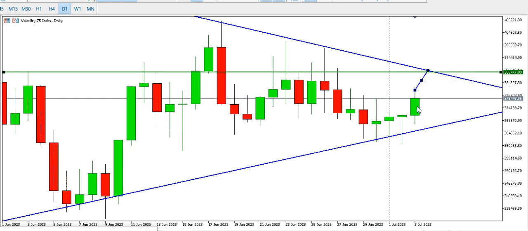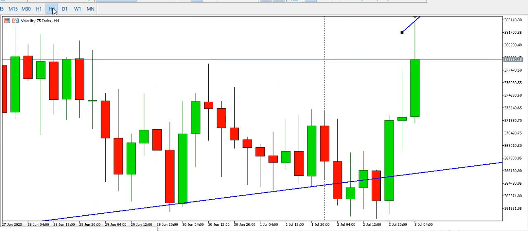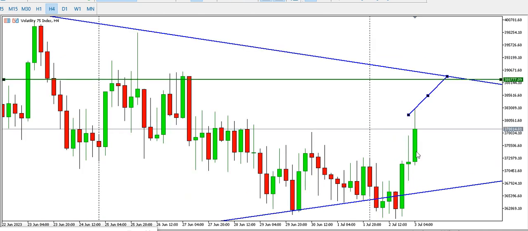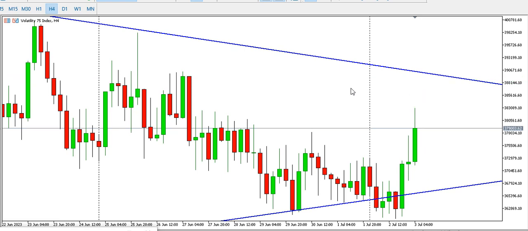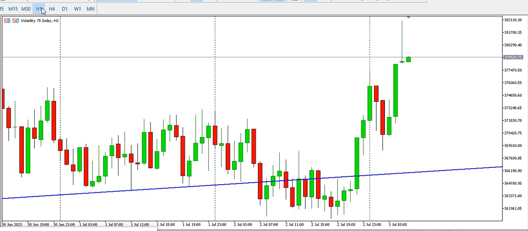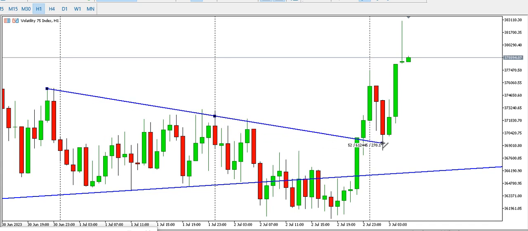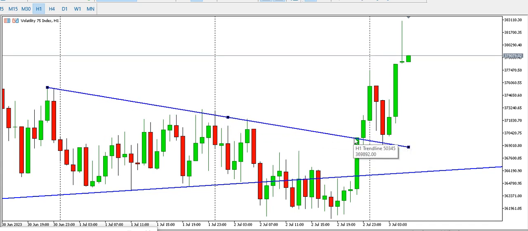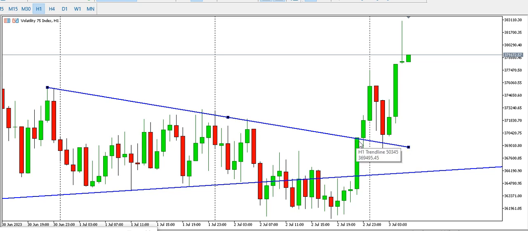We can see what has happened today. Price has been rising. We are currently experiencing a retracement. Price is likely to continue to rise up to the 388000 level. On the 4-hour time frame, we still have the range in progress, but for now V75 is bullish. You might want to look into buying volatility 75 index. On the 1-hour time frame, it's currently bullish as we see price breaking out of this particular range, and then we have a break of the trend line around here.